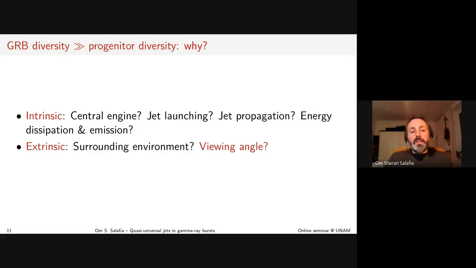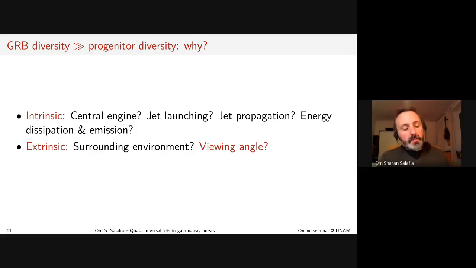So what are the reasons for this? There could be intrinsic reasons. It could be that the central engines differ very much from each other, even though the progenitors don't. For example, we know that the explodability of a massive star is a very complex function of the properties of the star. And we can well have that similar stars which produce possibly similar supernova explosions actually produce either black holes or neutron stars, and these remnants could have a range of spins, for example.